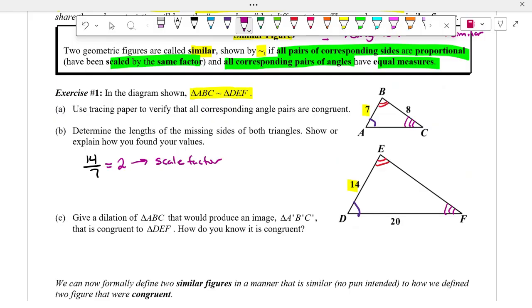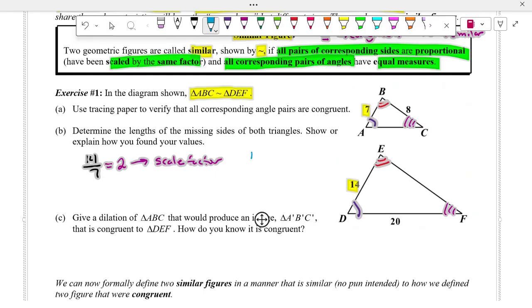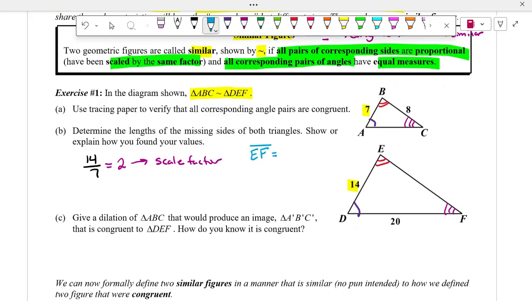So how can I use that to find EF? Multiply 8, which is its corresponding side, by the scale factor of 2. So EF is what? 16. So EF is 16. Now, how do I use that to find AC? Divide DF by 2. Why am I dividing instead of multiplying? It's the bigger one. All right. So 20 divided by 2, that's 10. So that's what AC is.